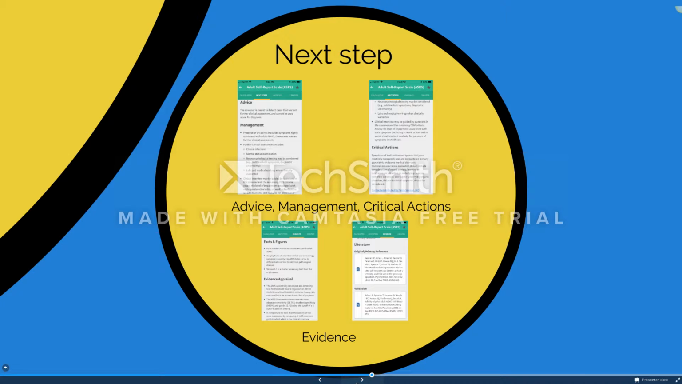The next step is evidence, and this is what makes this app so great for providers. It tells you the facts and figures and the evidence of why this diagnostic study is relevant and how successful it is. It gives specificity and sensitivity ratios, and it also gives you the literature so you can read about how the study came to be. It also has validating studies to prove the validity of these different tests.